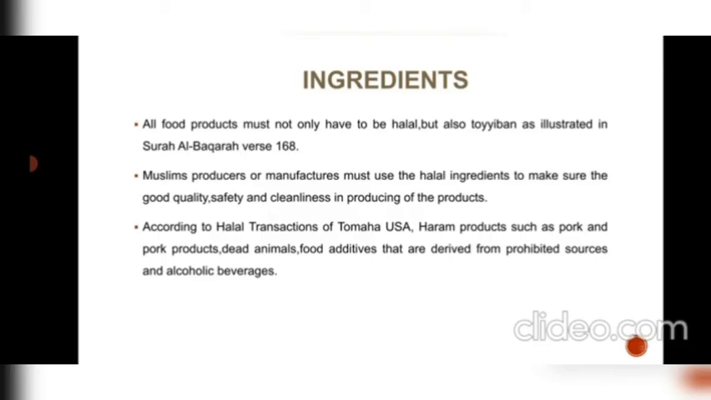The second factor is ingredients. All food products must not only be halal, but also tayyiban, as illustrated in Surah Al-Baqarah verse 168. Muslim producers or manufacturers must use halal ingredients to make sure of the good quality, safety and cleanliness in producing the products. According to the Halal Transaction of Omaha, USA, haram products include pork and products from animals, food additives that are derived from prohibited sources, and alcoholic beverages.